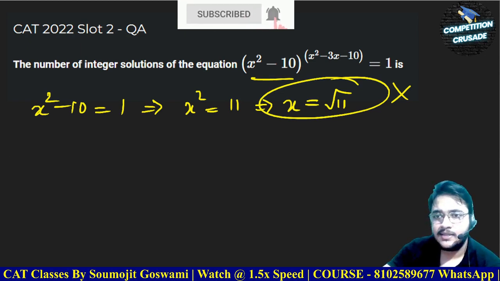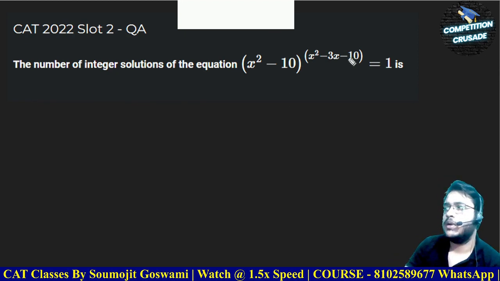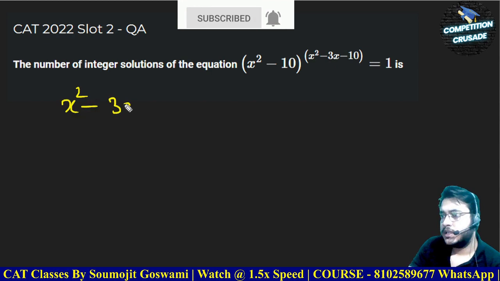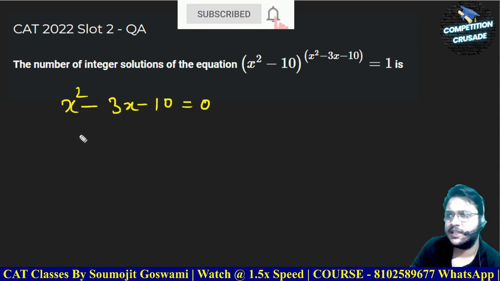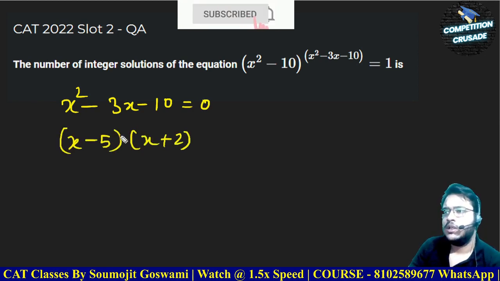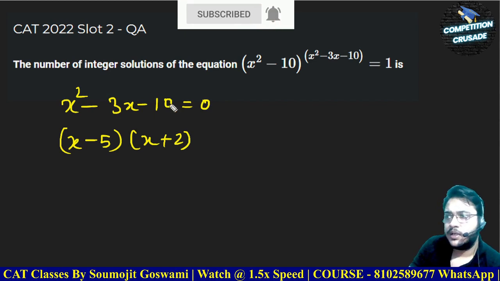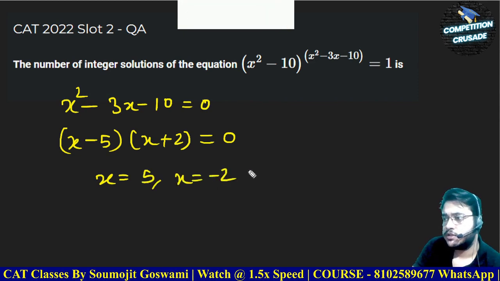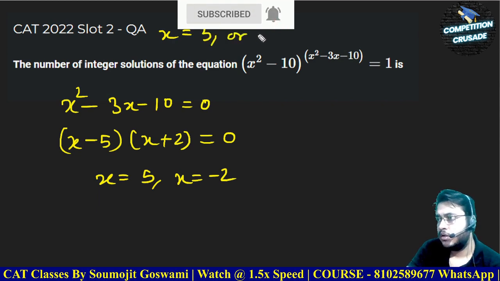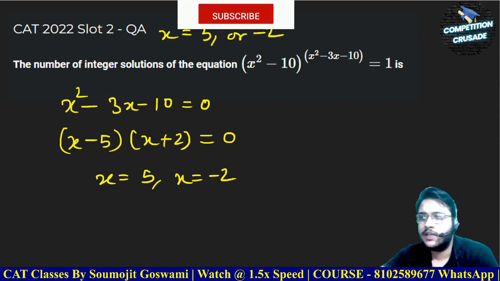The next case is anything raised to the power 0. Effectively we are talking about x square minus 3x minus 10 equals 0. Now obviously you will be very fast at factorizing this. This will be x minus 5 and x plus 2. Sum has to be minus 3, product has to be minus 10. That equals 0, which means either x is going to be 5 or x is going to be minus 2. Let's write this somewhere. So x can be 5 or minus 2. So two possible values so far.